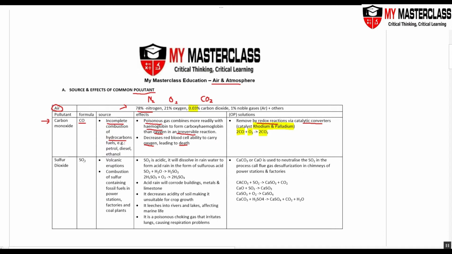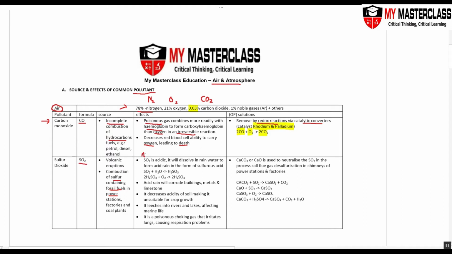The next pollutant we are going to look at is sulfur dioxide, SO2. Sulfur dioxide comes from volcanic eruptions. Your lava and all that, there's sulfur content on Earth, and once your volcano erupts, this sulfur will react with the oxygen in the air to form sulfur dioxide. It is also formed from the combustion of sulfur-containing fossil fuel in power plants. This fossil fuel usually contains carbon and hydrogen, but sometimes it can also contain sulfur. When we burn these fossil fuels for energy, the sulfur present inside the fossil fuel is converted to SO2.